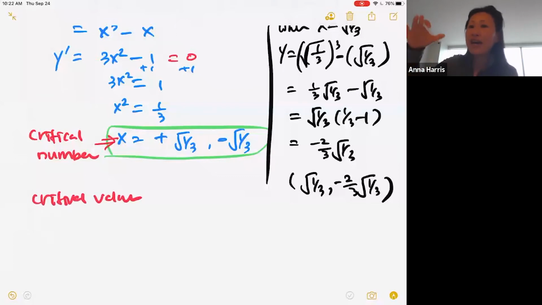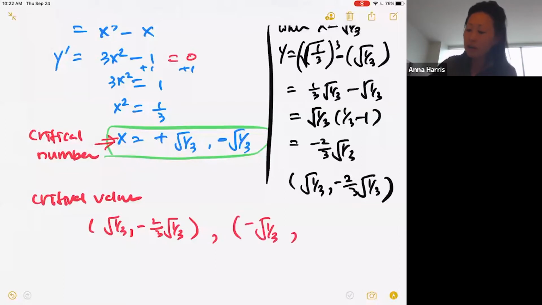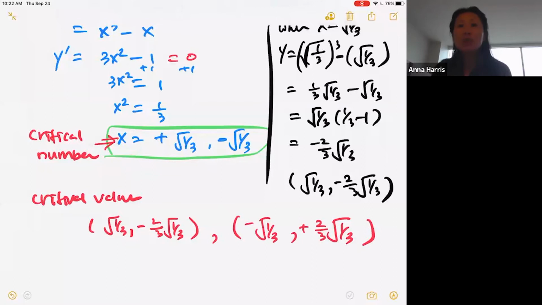means you have to have x and y. So I have two of them. In this case, square root of 1/3 and negative 2/3 times square root of 1/3. That's one of them. The other one would be negative square root of 1/3 and positive 2/3 times square root of 1/3. So everybody see the difference between critical number and critical value?